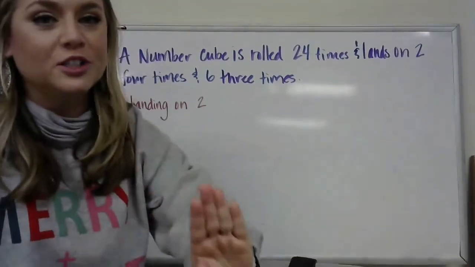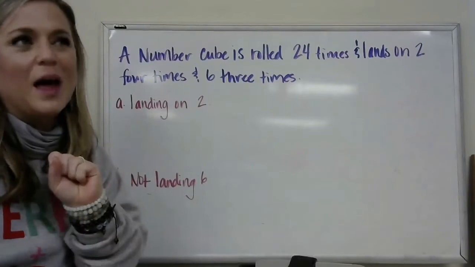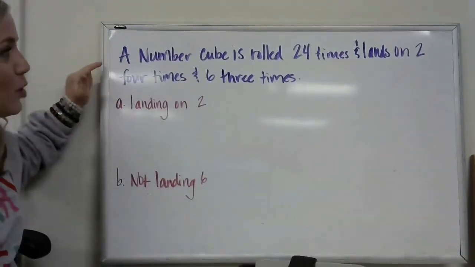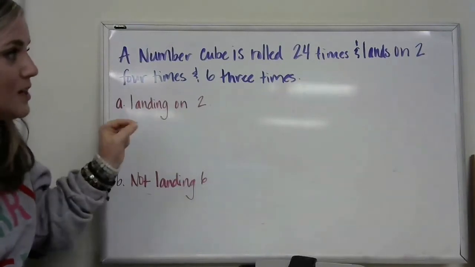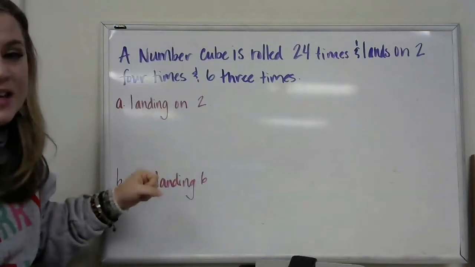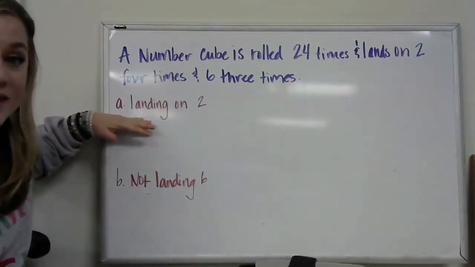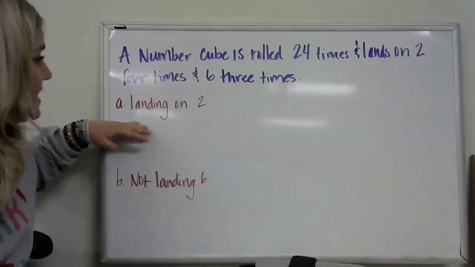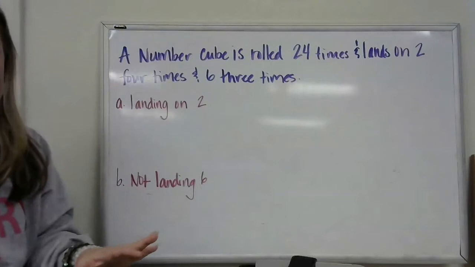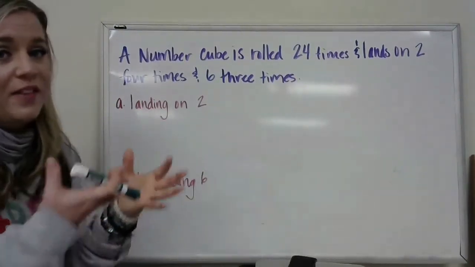Okay, so we're going to find the theoretical or experimental probability. A number cube is rolled 24 times and it lands on 2 four times and on 6 three times. For the first part, we're going to find the experimental probability of it landing on 2, and part B is going to be not landing on 6, okay? So we're going to have to unpack a lot that's in here.